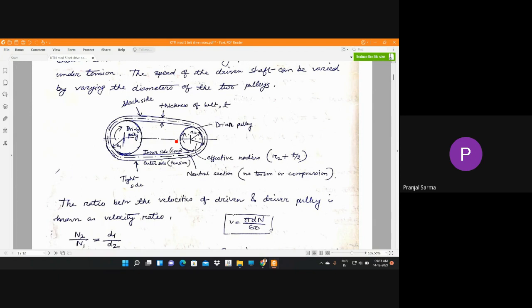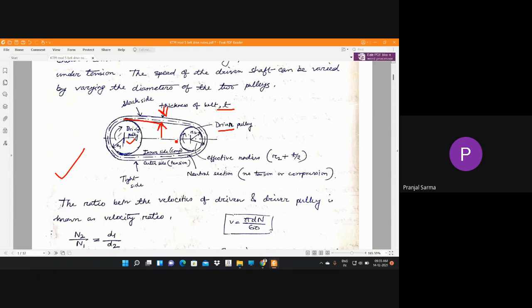Here, if you look at this figure, this is the driving pulley, the driver pulley. The belt is mounted over it. Here we are showing the thickness of the belt, generally denoted by T. And R1 and R2 are the radii of the two pulleys.